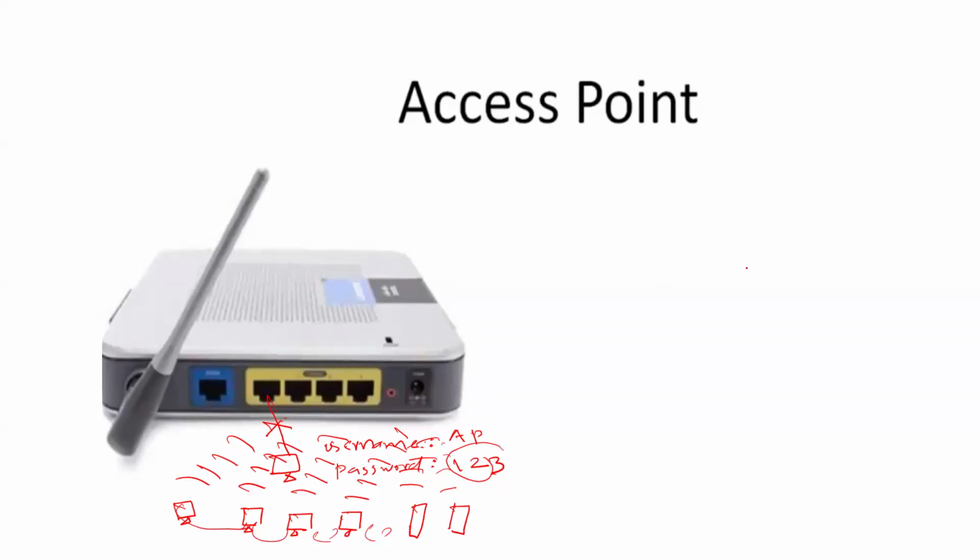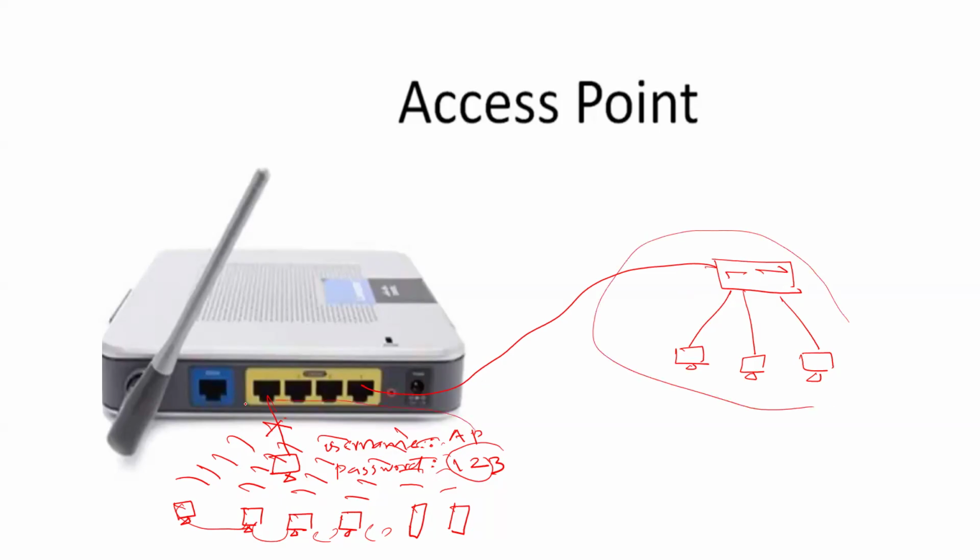In the same way, suppose we have a switch here and we have a wired network. We have multiple PCs connected to this switch. And we connect this switch to this access point so that this wired network can communicate with this wireless network. So by using this access point, we can connect a wired network to a wireless network.